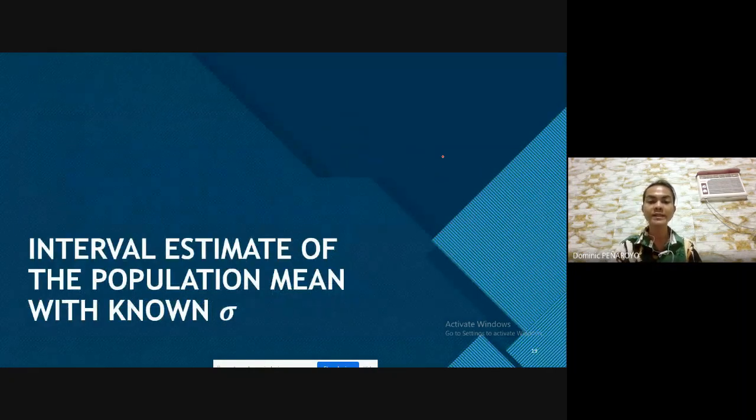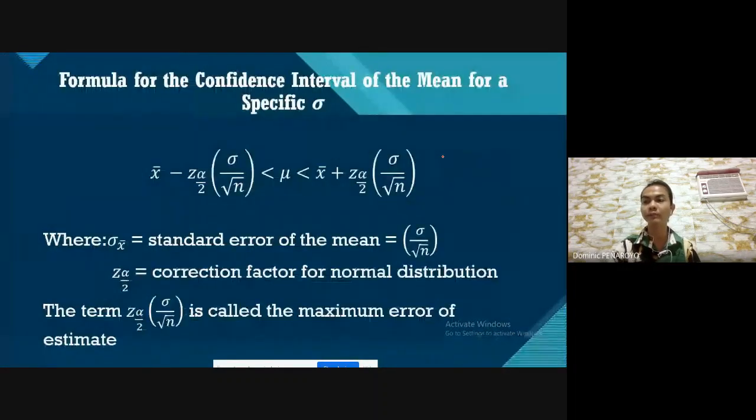Next, interval estimate of the population mean with known population standard deviation. So we have here the formula for the confidence interval of the mean for a specific population standard deviation. We will use this formula if and only if the population standard deviation is known and the sample size is greater than or equal to 30.